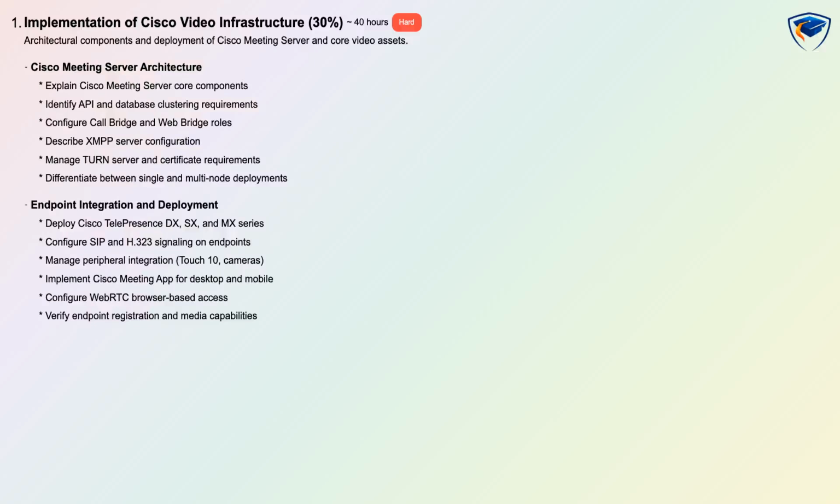You will also practice XMPP server configuration, TURN server and certificate management, differentiate single versus multi-node deployments, deploy endpoints such as Telepresence DX, SX and MX series, configure SIP and H323 signaling, integrate peripherals, enable the Cisco Meeting app for desktop and mobile, set up WebRTC browser access, and verify endpoint registration and media capabilities.